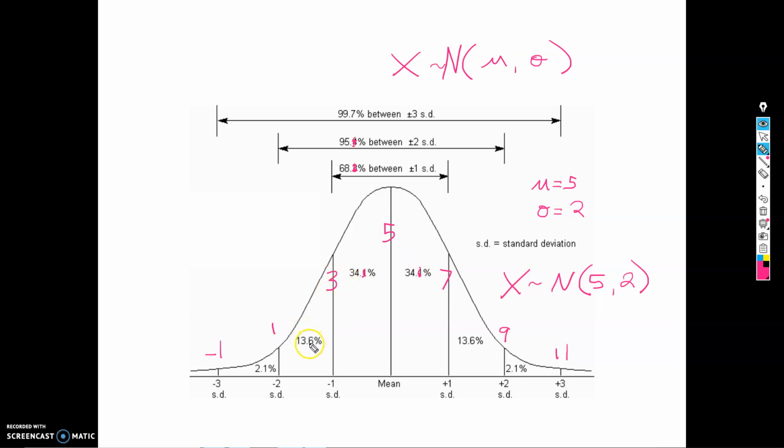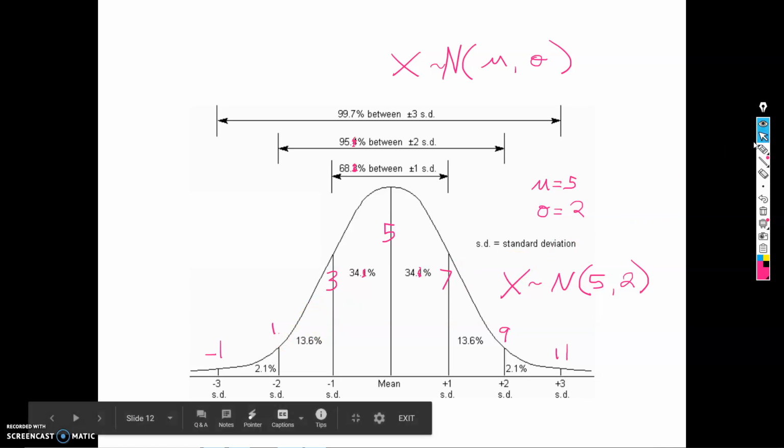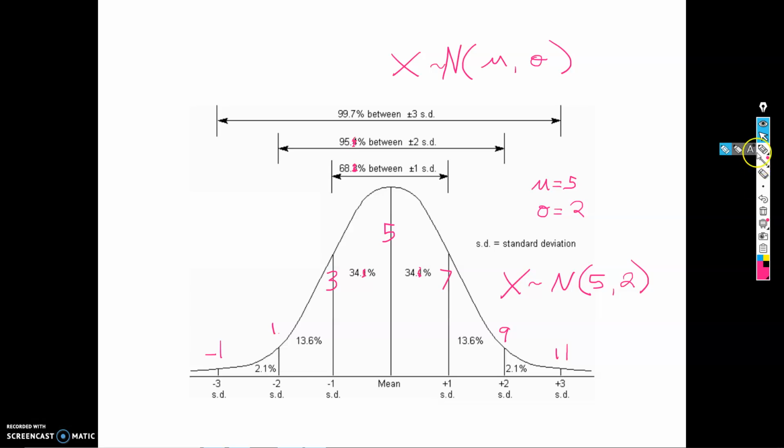13.6% of the data is contained between 1 and 3. 2% of the data is between negative 1 and 1. 13% of the data is between 7 and 9. 2% of the data is between 9 and 11. And then if we wanted to go between 7 and 11, we would just add these together. So if you want to figure out how much data is contained between each piece of a normal distribution, this is a good chart. So I would take this down as a reference for standard deviations.